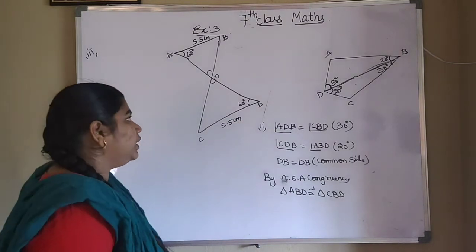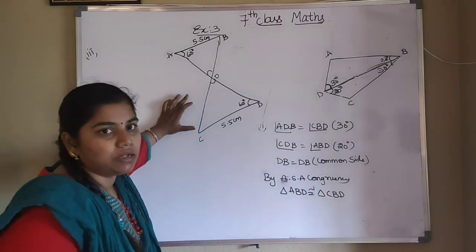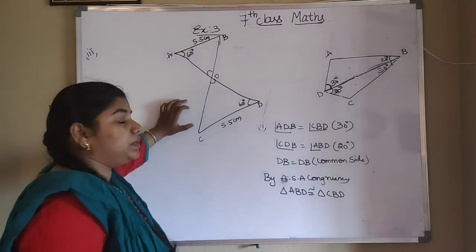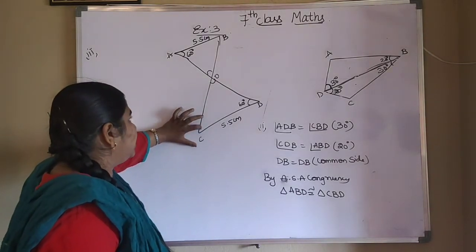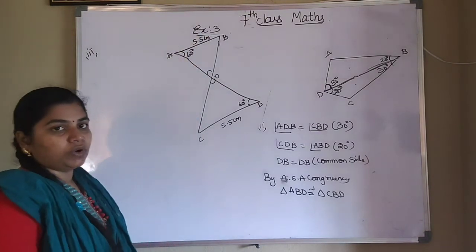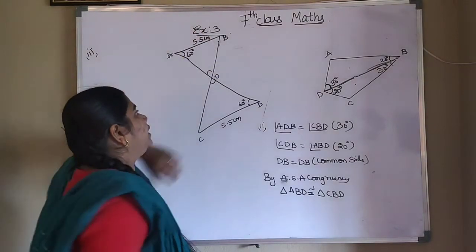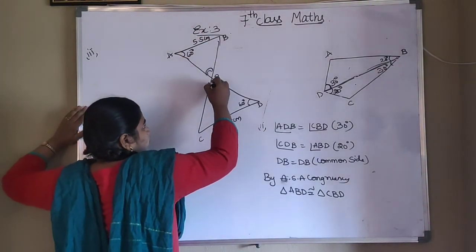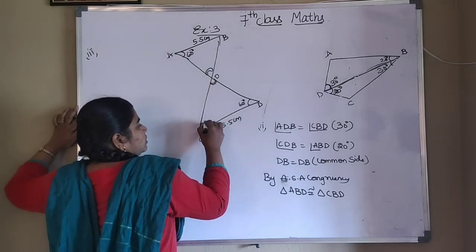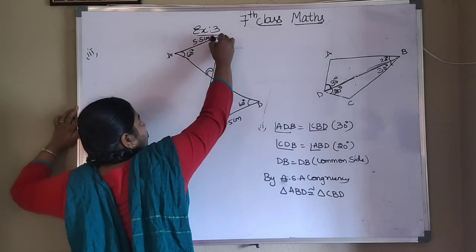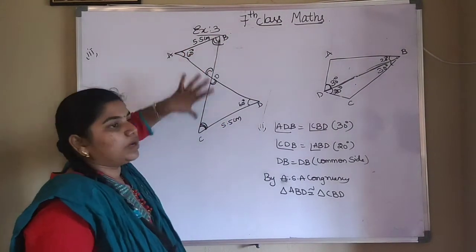Can you say by using ASA congruency whether they are congruent to each other? Yes, I already gave you an example. By using the angle sum property, you can find the C value and B value, because these two are equal. So automatically the C value will be equal to the B value. So by using the angle sum property, these two angles will be equal to each other.